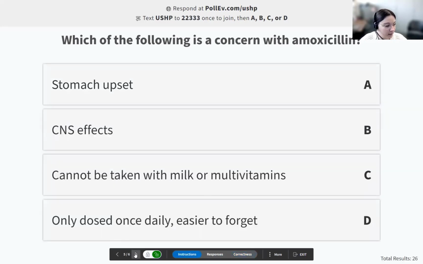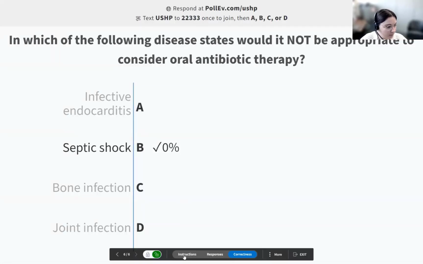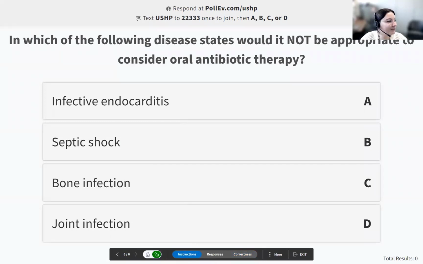All right. And last but not least, close your eyes. In which of the following disease states would it not be appropriate to consider oral antibiotic therapy? A, infective endocarditis, B, septic shock, C, a bone infection, or D, a joint infection?